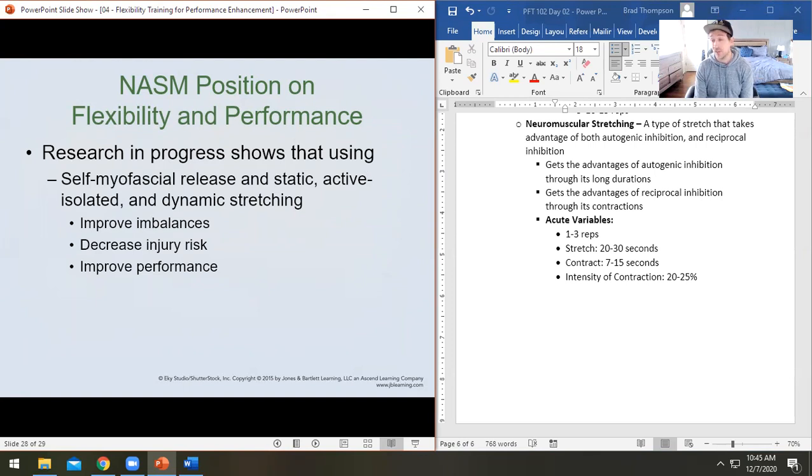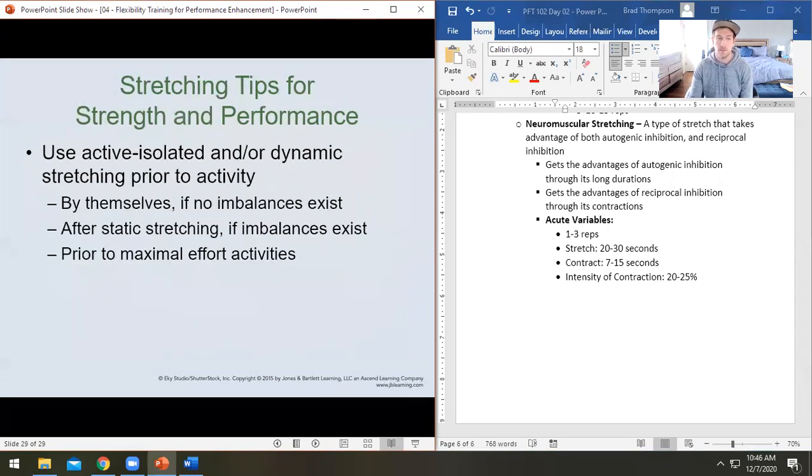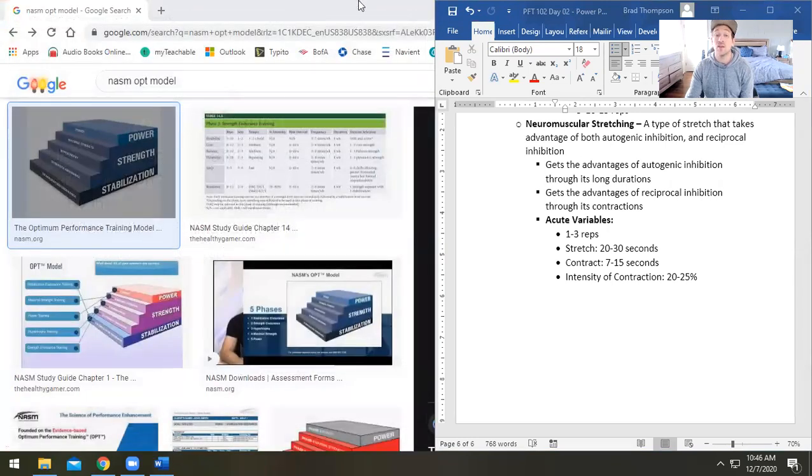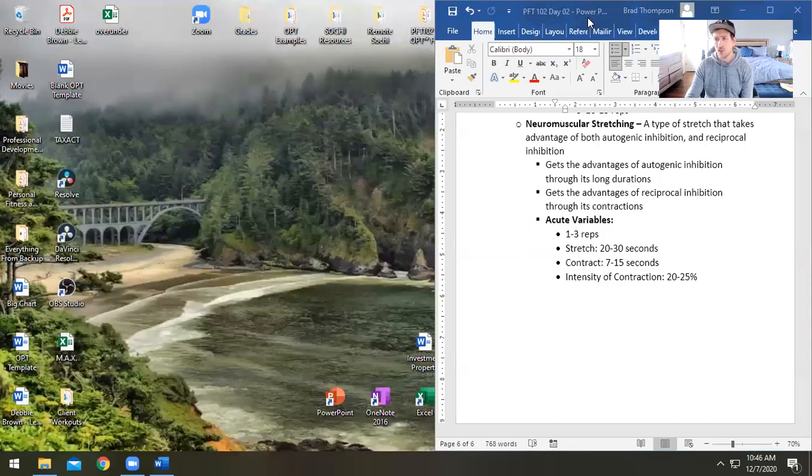But there is some other research, and we kind of know this already, but self-myofascial release when combined with all of these types of stretches has been shown to have the biggest effects. So you want to make sure that you're using all of those. Don't just stretch. A lot of people just stretch. Make sure you're foam rolling as well. That's going to be a booster. And then, in terms of using active isolators, if there are no muscle imbalances that exist, then you don't necessarily need static stretches.